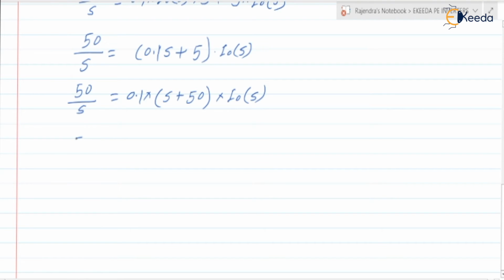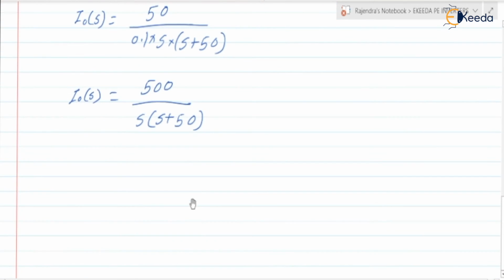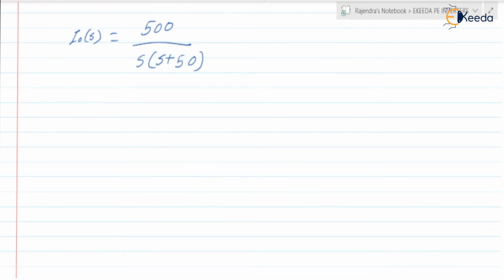Okay, further we can write it as I0 of S equal to, shift this term to the left hand side. That is 50 upon 0.1 into S into S plus 50. Okay, so this can be written as 50 by 0.1, it is 500 divided by S into S plus 50, that is I0 of S we are having.